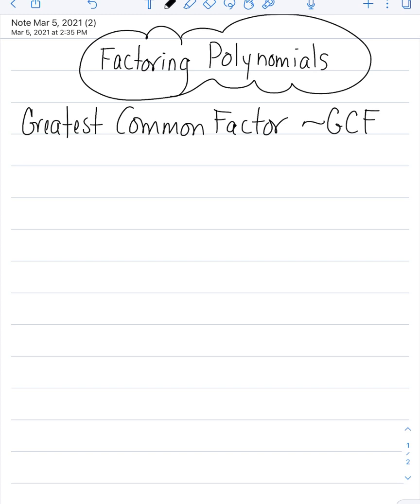And I do want to let you know this. Factoring is kind of how we divide polynomials. It's like we're undoing multiplication is what we do when we factor. So for example, take a look at this one.